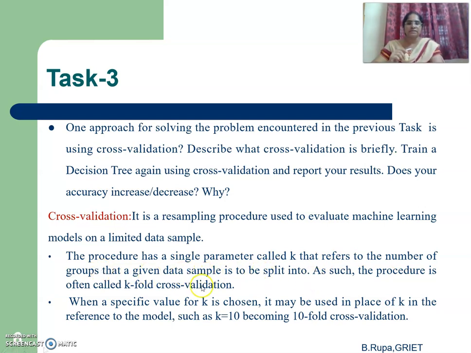As such, the procedure is often called k-fold cross-validation. Based on the k value, the data sample has to be divided into folds. When a specific value for k is chosen, it may be used in place of k in the reference to the model, such as k equal to 10 becoming 10-fold cross-validation. If k is equal to 5, it becomes 5-fold cross-validation. We will see with an example.